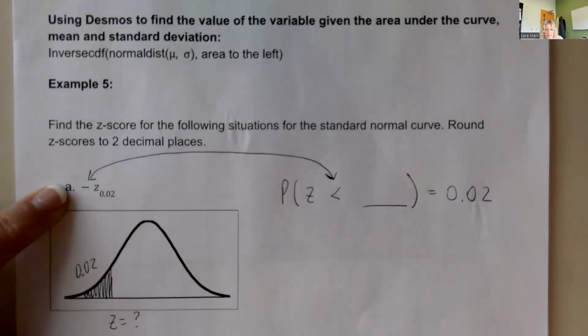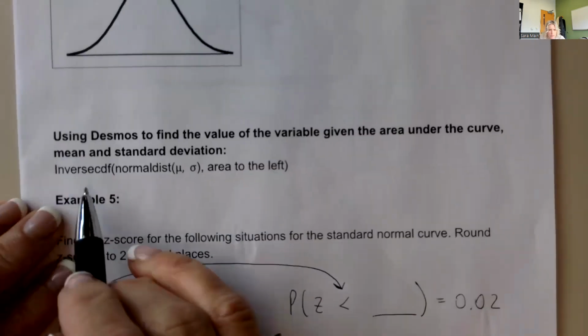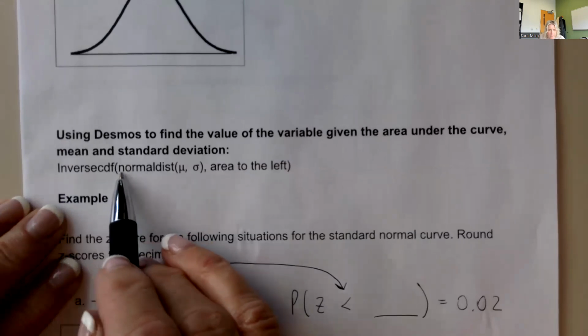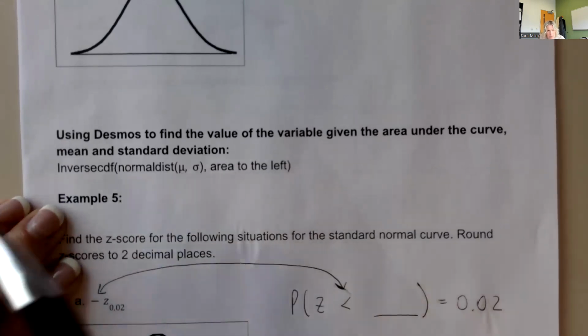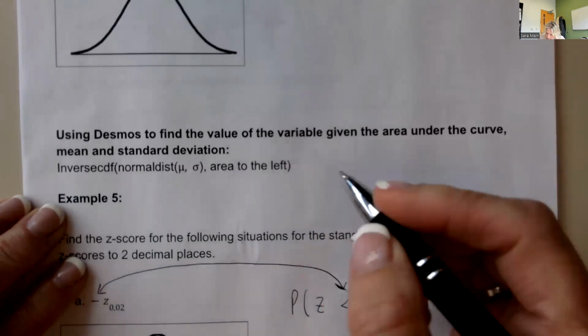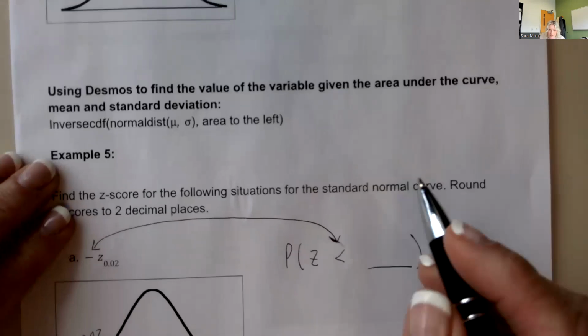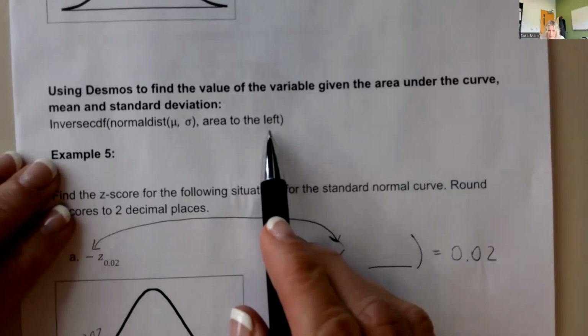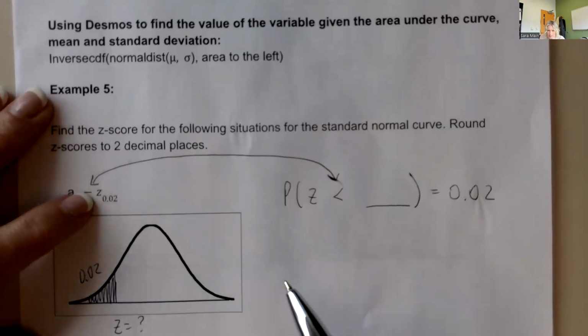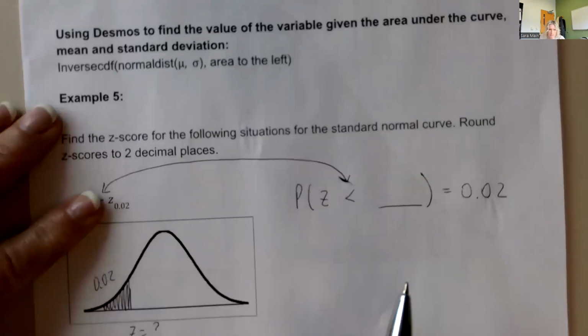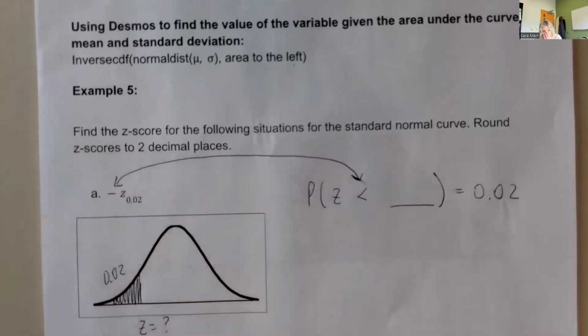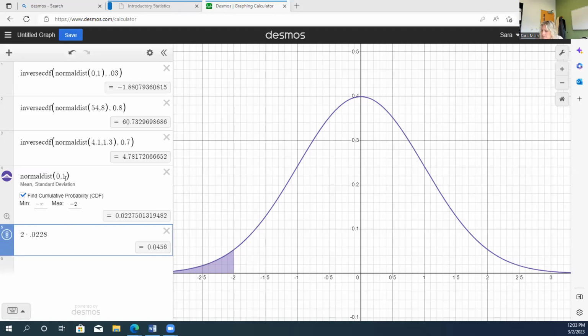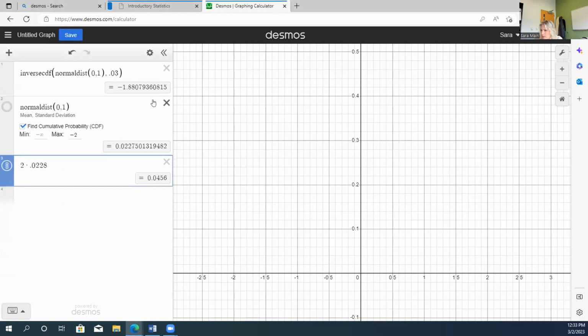So let's go to Desmos and we're going to use this command, inverse CDF, and then in parentheses, your normal distribution, comma, the area to the left. We always enter the area to the left, even though we draw area to the right. So let's go to Desmos. And I'm going to turn off my picture. The only bummer with the inverse CDF is it doesn't draw a picture.